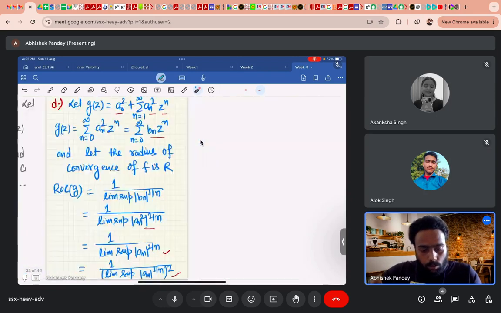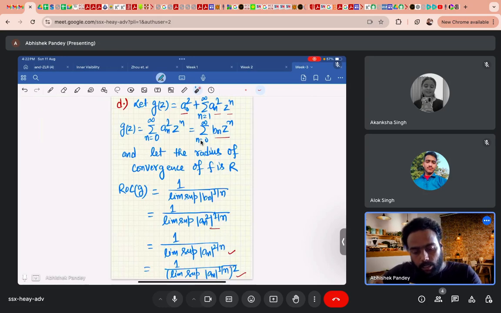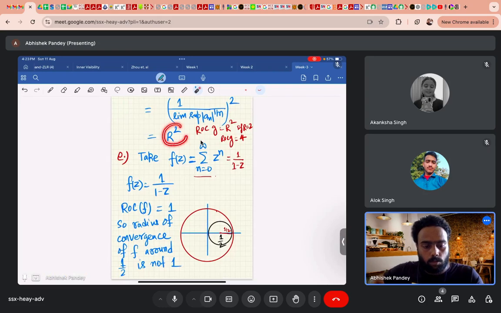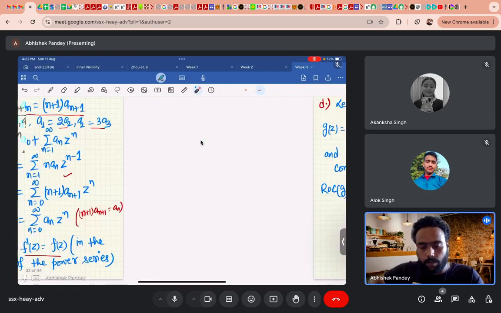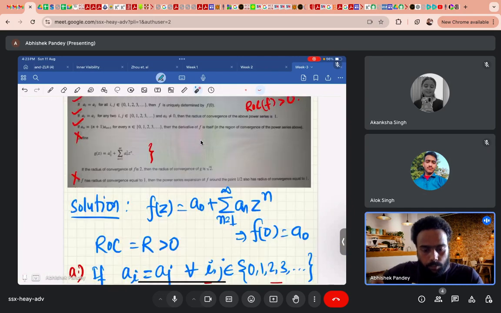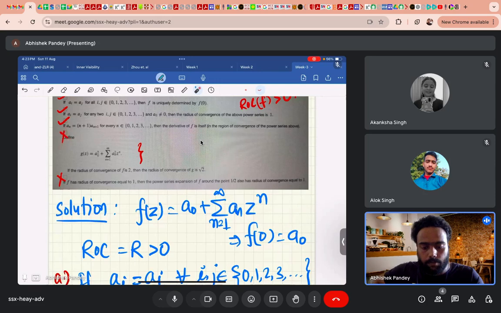So basically what we get? ROC of g is nothing but ROC of f whole squared, isn't it? So if ROC of f is 2, what will be the ROC of g? It will be 4. It is R squared. If R is 2, ROC of g is 4. So the given option is not correct. It is saying that if ROC of f is 2, then the ROC of g is root 2. It should be 4.